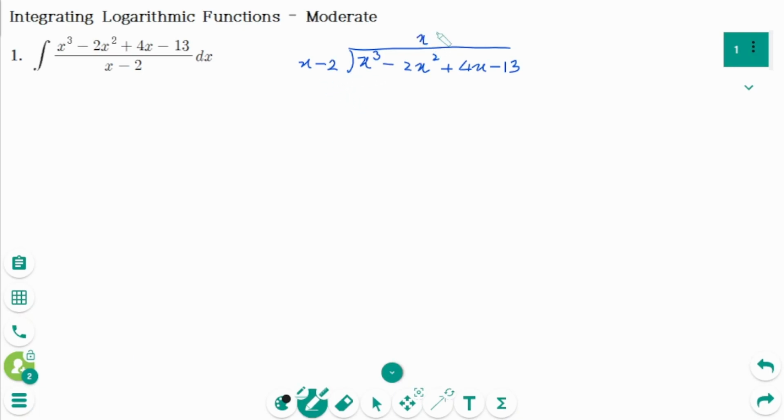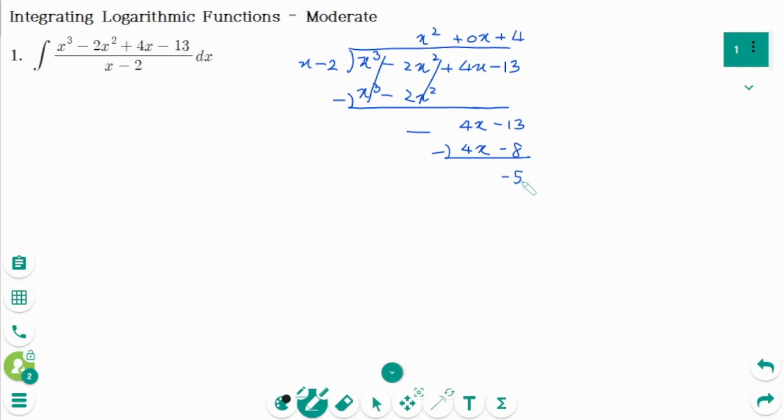x times x squared makes x cubed; minus 2 times x squared is 2x squared; minus cancelled. 4x comes down, and minus 13. There's no x squared, so plus 0x, then plus 4 times x is 4x, 4 times minus 2 is minus 8, and then minus 5 is left over.